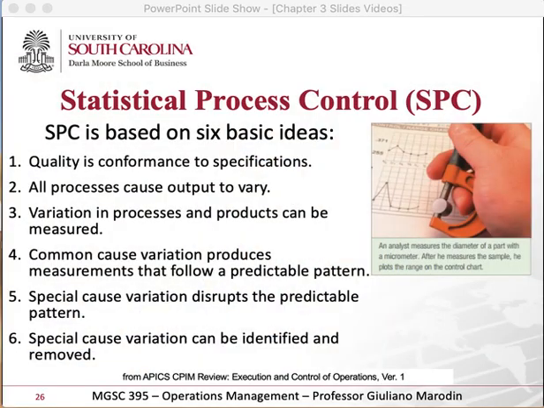Or if there's something special going on, if the variation is too high, or if I have one or two observations that are too far away from the mean, that tells me that a special cause variation is happening. Okay, and that's the goal of statistical process control. So it's a very exciting tool that we're going to learn now, and you guys are going to be able to do that.